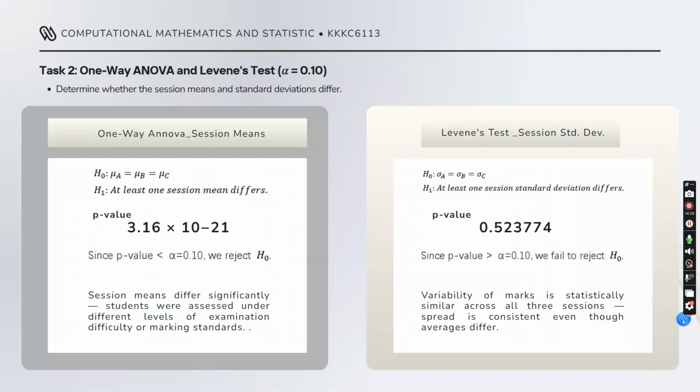After standardizing the data, hypothesis testing was performed to determine whether the three sections reasonably share the same grading scheme. First, a one-way ANOVA was conducted to compare the average marks among the three professors.